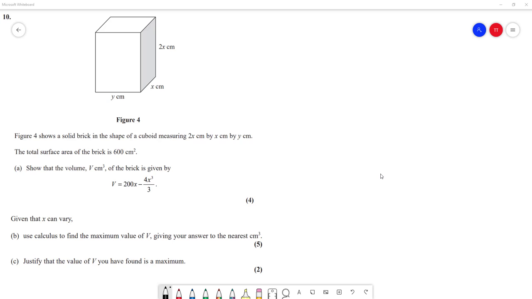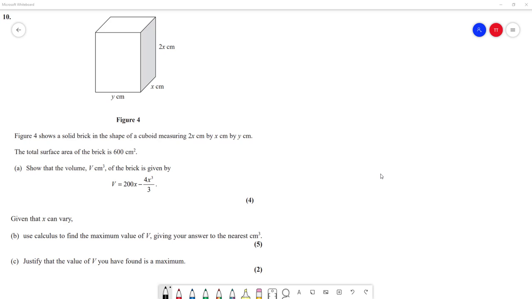In this video, we're going to look at some applied questions of differentiation. So this question shows a block. It's basically a cuboid that measures 2x by x by y. And it says that the total surface area of the block is 600 centimeters squared. Show that the volume of the block is given by V equals 200x minus 4x cubed divided by 3.